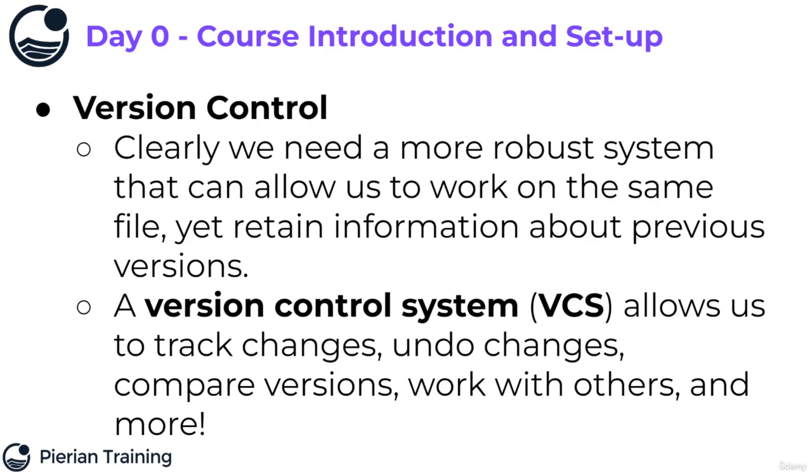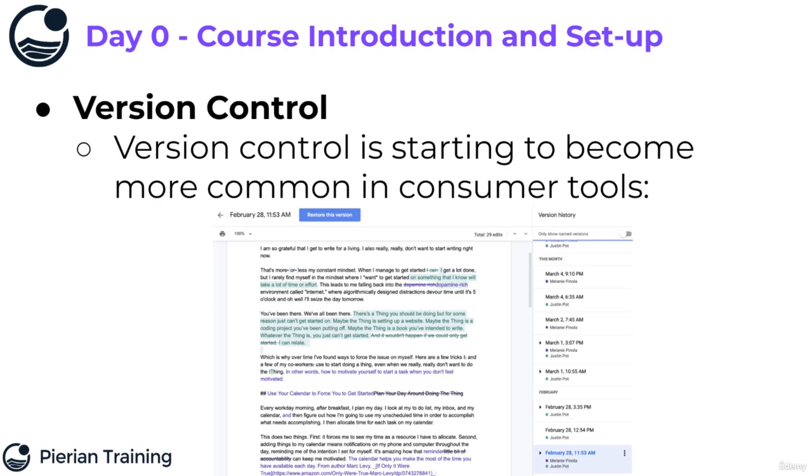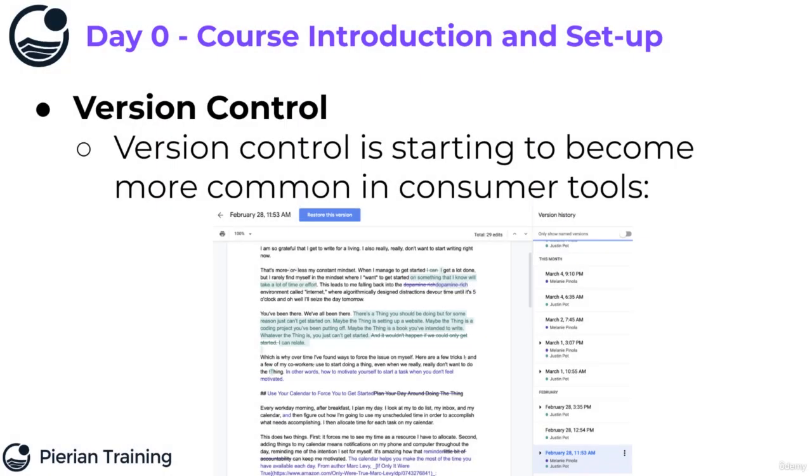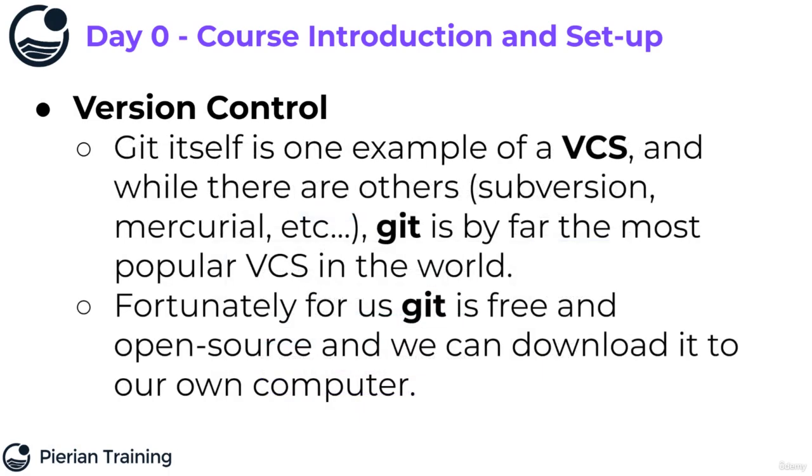Keep in mind that version control is actually starting to become more common in typical consumer tools. For example, if you're using Google Docs, you can actually see the version history and the checkpoints that were marked during the version control of that particular document. So this idea of checkpoints within a document or file is probably already a little familiar to you anyways.